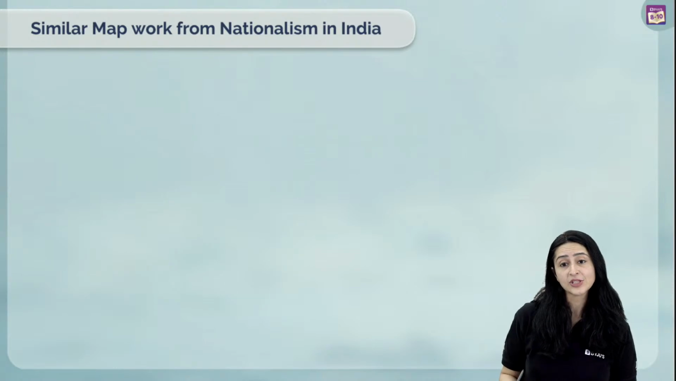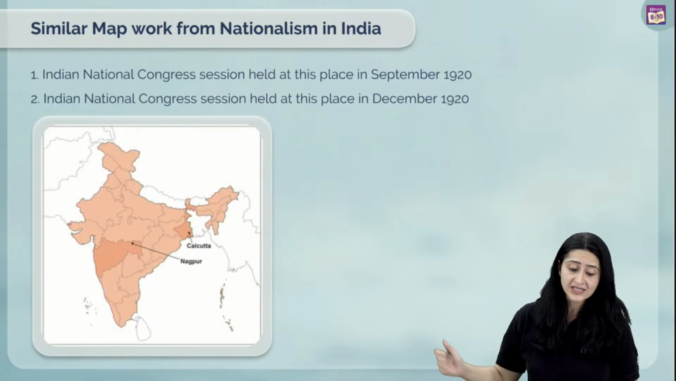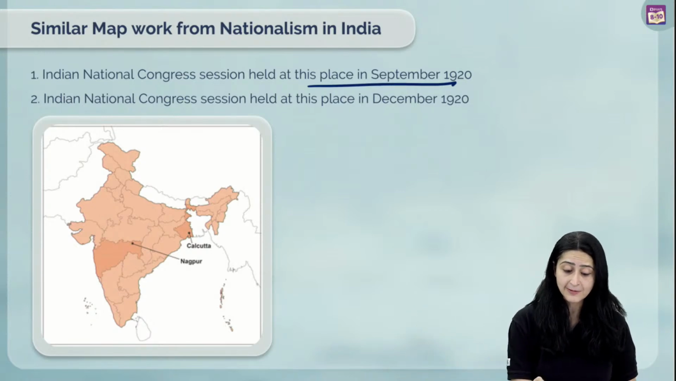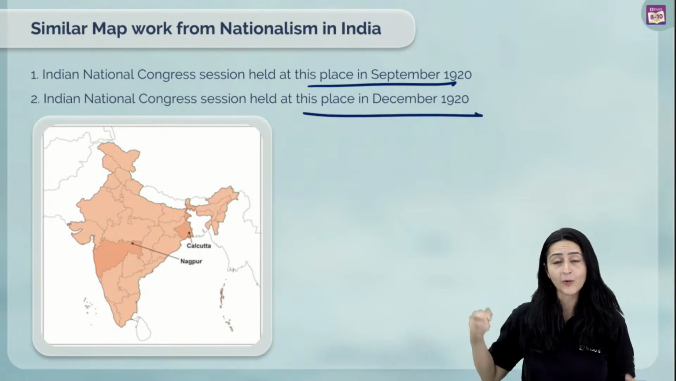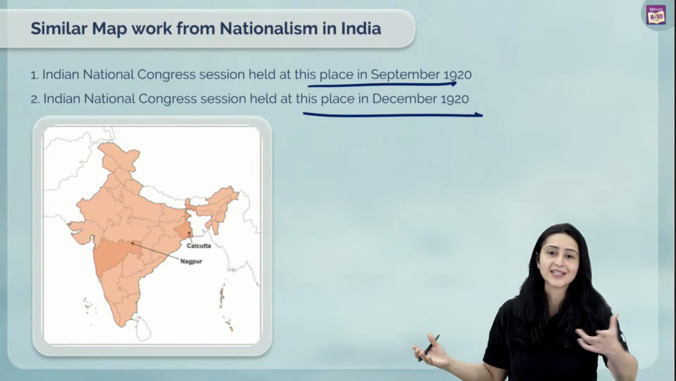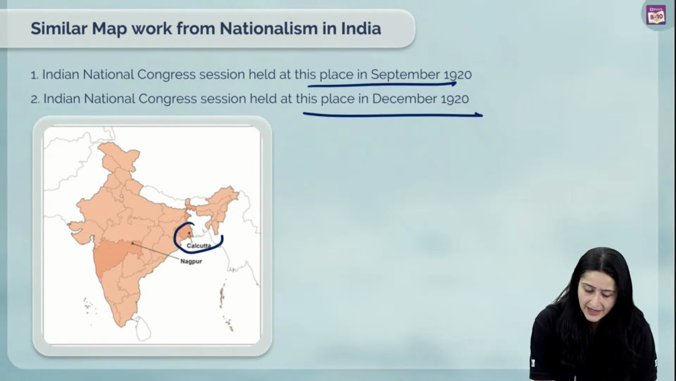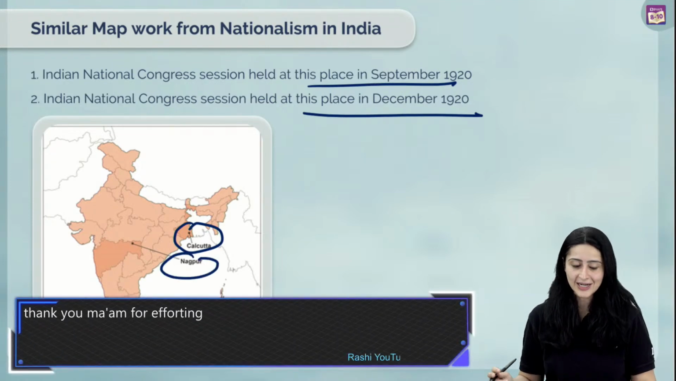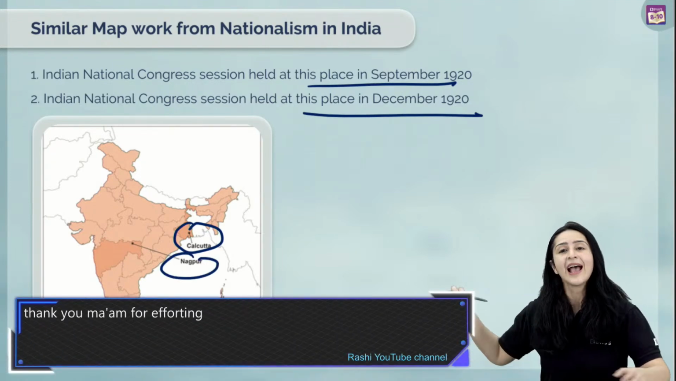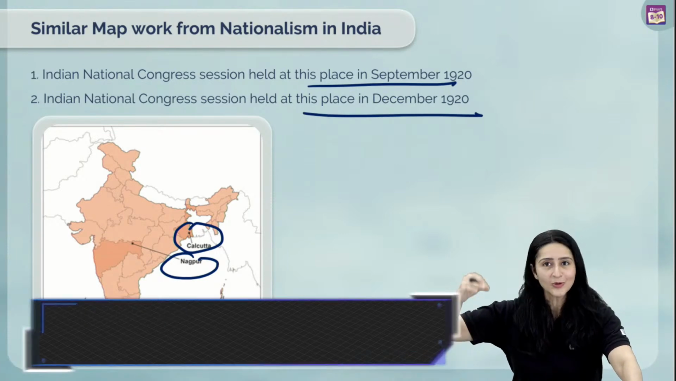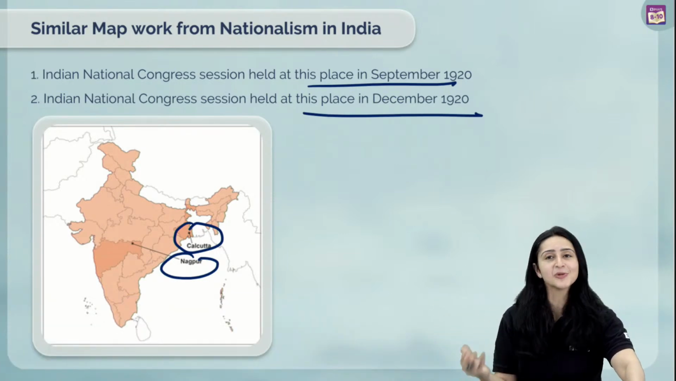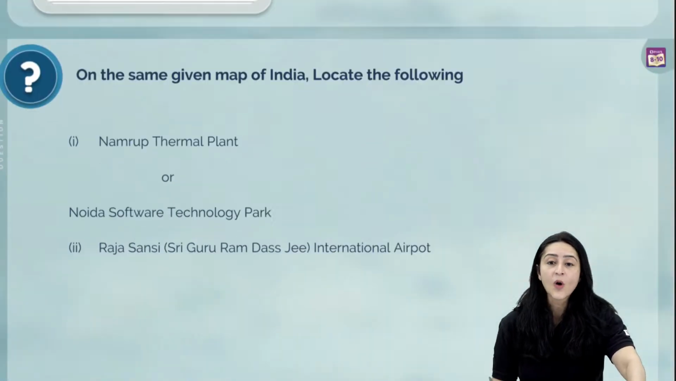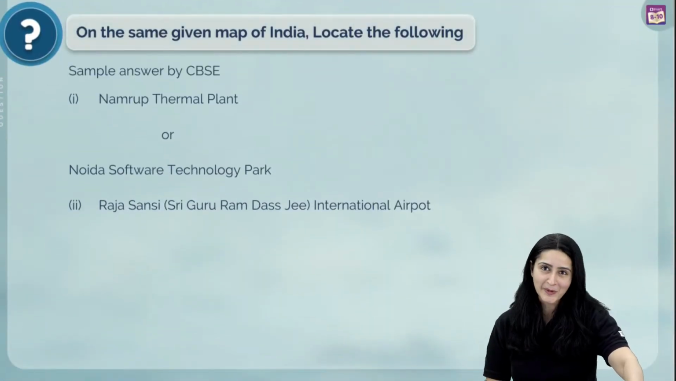Or you could get questions based on where the Indian National Congress session was held in September 1920, or the place where the session was held in December 1920. So now you know September 1920 was Calcutta, December 1920 was Nagpur, and you have the arrows pointing to West Bengal and Maharashtra, so it's very easy for us to identify this. Now let's move on to the geography map questions.